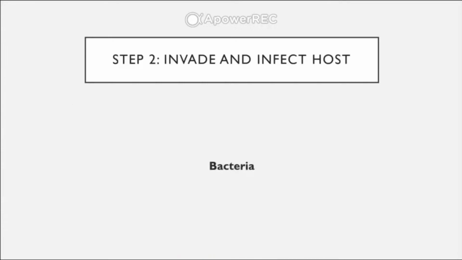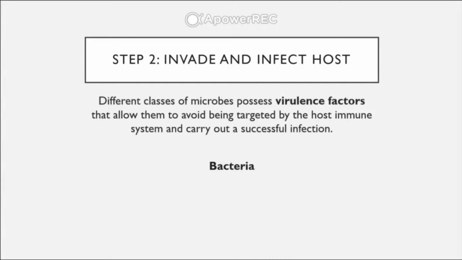Okay, step 2, invasion and infection of the host. Different classes of microbes possess different virulence factors. Those are factors that allow microbes to avoid being targeted by the host immune system and carry out a successful infection. We're going to cover 3 groups: the bacteria, viruses, and eukaryotic pathogens, and what types of virulence factors they possess.